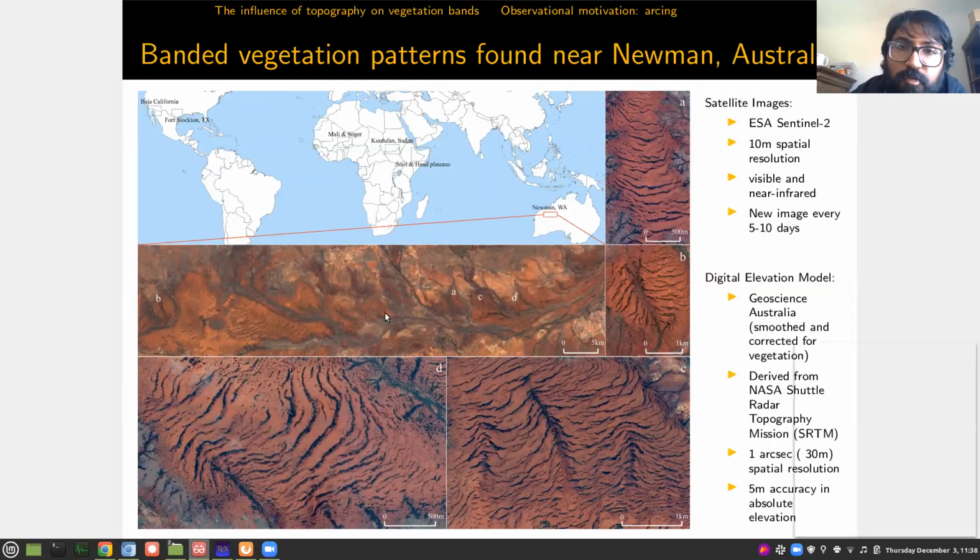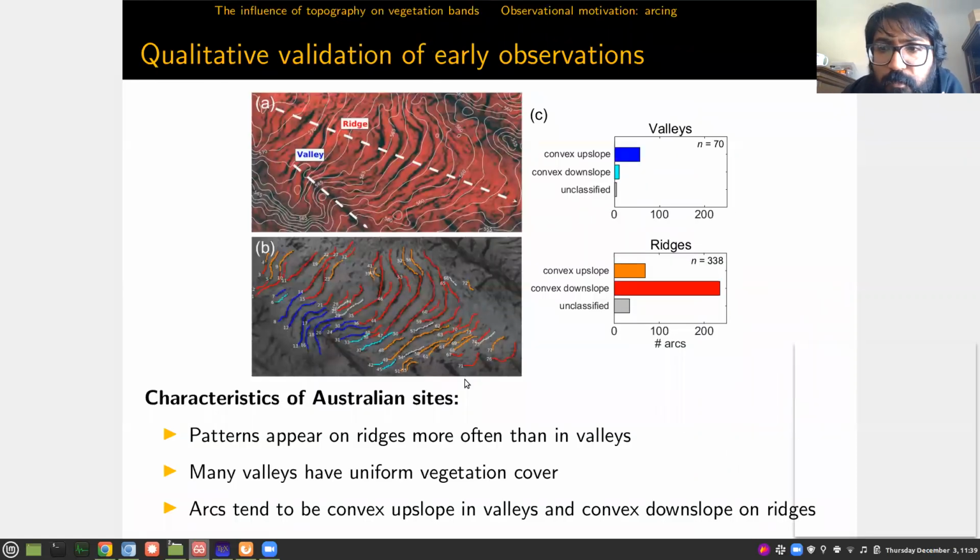The other nice thing about Australia is that Australia maintains a digital elevation model that has been corrected in a lot of ways and smoothed out from the raw data collected by NASA. So while it's not the highest resolution elevation data that we can get, it's pretty good, and it has a lot of nice features to it. And so we decided to look at Australia. Oh, wow, I'm just noticing the time. I'm going to try to speed up a little bit.